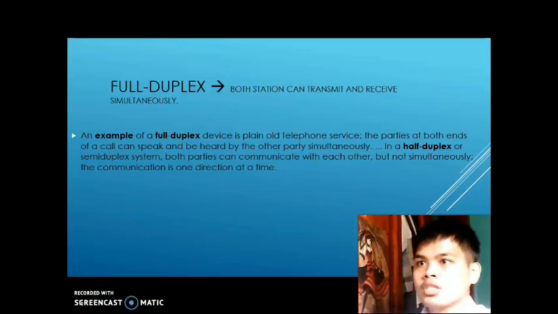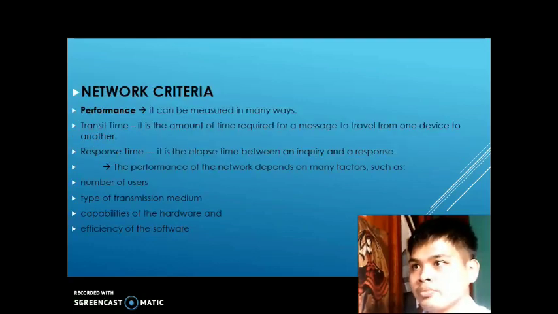Full duplex. Both stations can transmit and receive simultaneously. An example of a full duplex device is plain old telephone service. The parties at both ends of the call can speak and be heard by the other party simultaneously. In a half duplex or semi-duplex, both parties can communicate with each other but not simultaneously. The communication is one direction at a time.